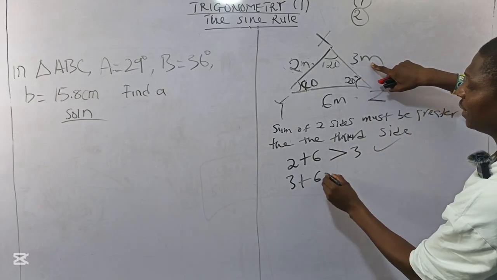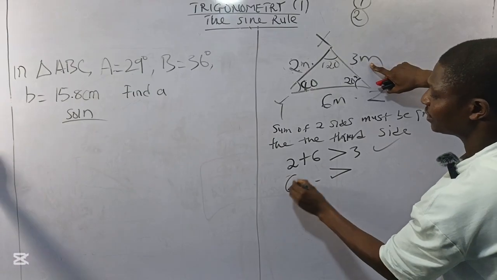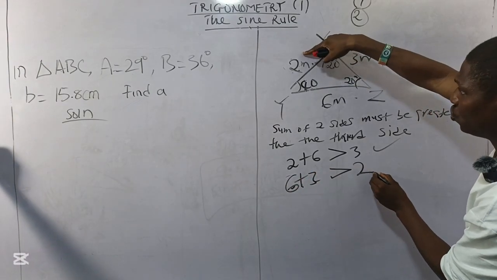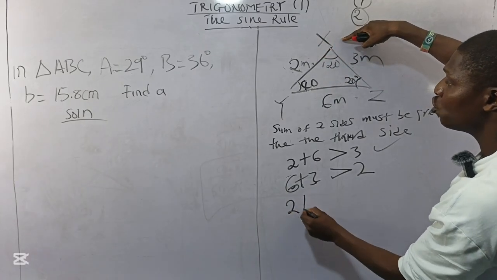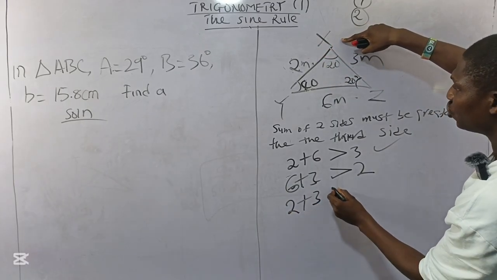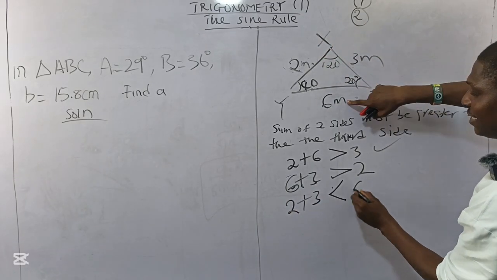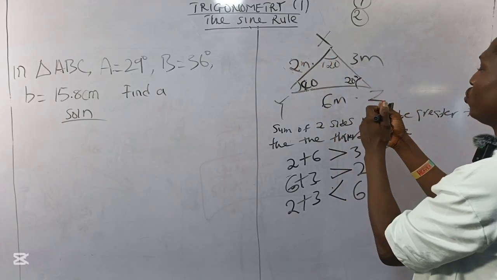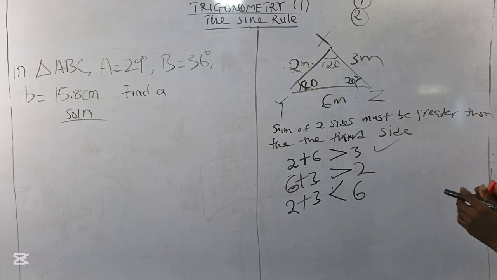3 plus 6, or let me say 6 plus 3. 6 plus 3 is greater than 2. Good also. But you see that 2 plus 3 is not greater, rather is less than the 6 here. So since the sum of these two is less than this, it is not a true triangle.